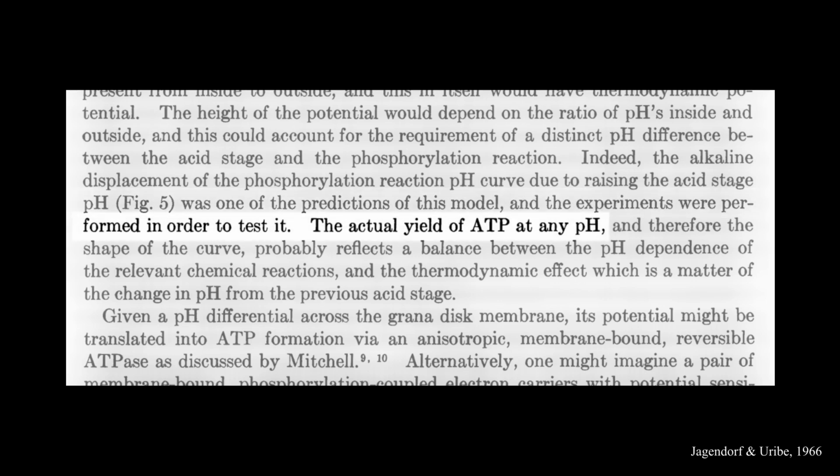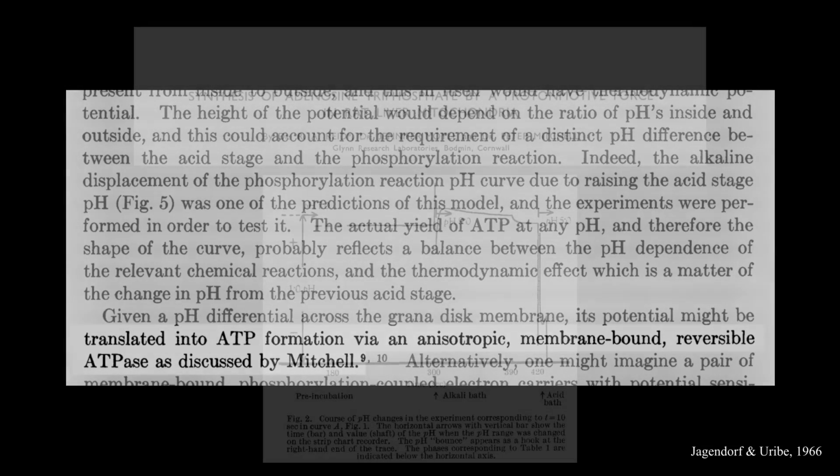The actual yield of ATP at any pH probably reflects a balance between the pH dependence on the relevant chemical reactions and the thermodynamic effect, which is a matter of the change in pH from the previous acid stage. Given a pH differential across the granum disk membrane, its potential might be translated into ATP formation via an anisotropic, membrane-bound reversible ATPase as discussed by Mitchell.